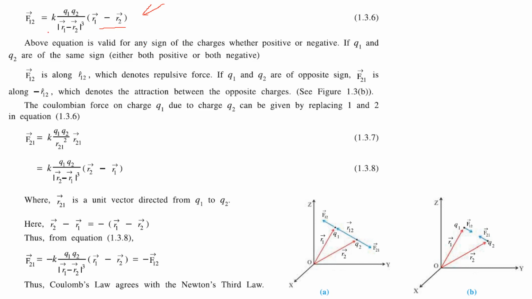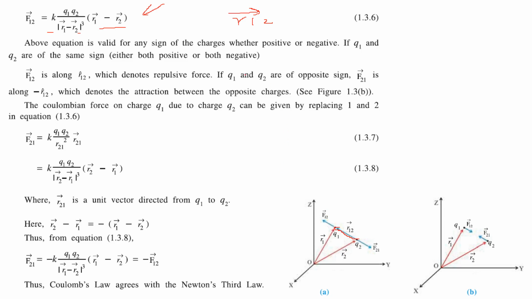Why? Because we have a mod here, for positive or negative. If Q1 and Q2 are of the same sign, either both positive or both negative, for any sign of charges, whether they are positive or negative, what is F12? This is along R12, because we have taken R12 as a vector. So the force will always be in this direction. So this R12 from here to here is showing a repulsive force.